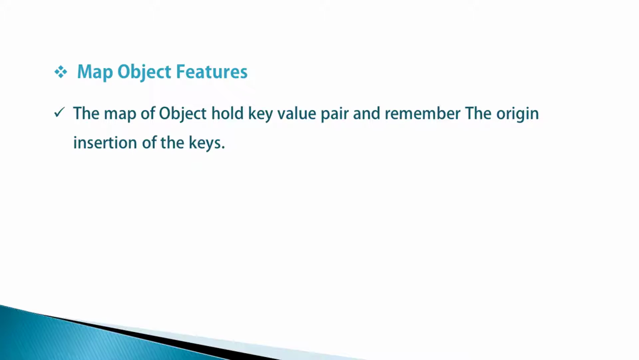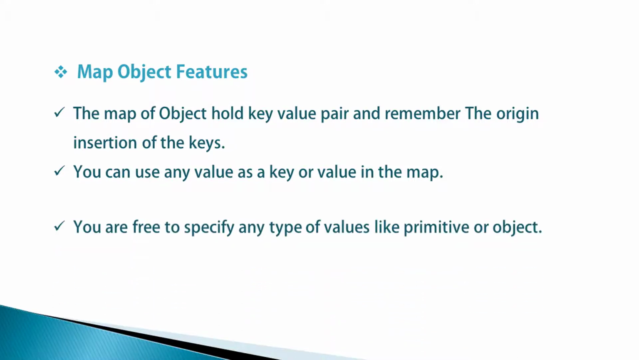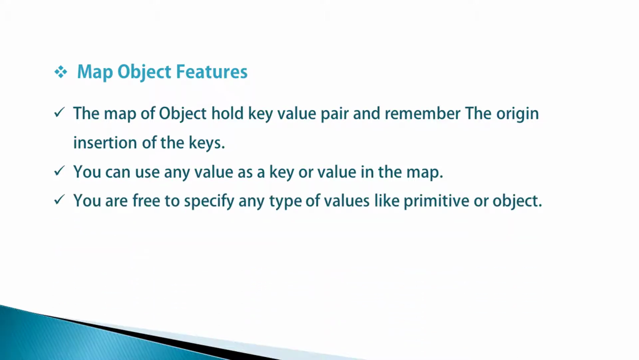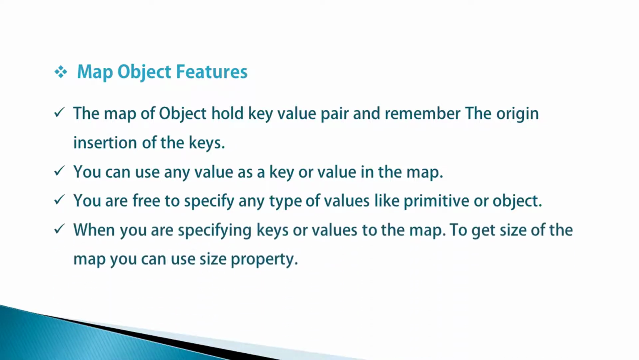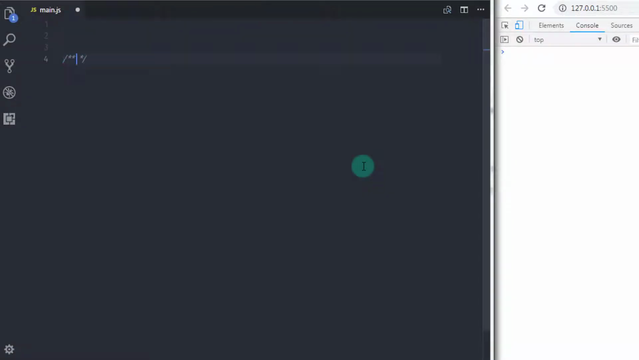The Map object holds key-value pairs and remembers the original insertion order of the keys. You can use any value as a key or value in the map. You are free to specify any type of values, like primitives or objects, when you want to specify keys or values for the map. To get the size of the map, you can use the size property.